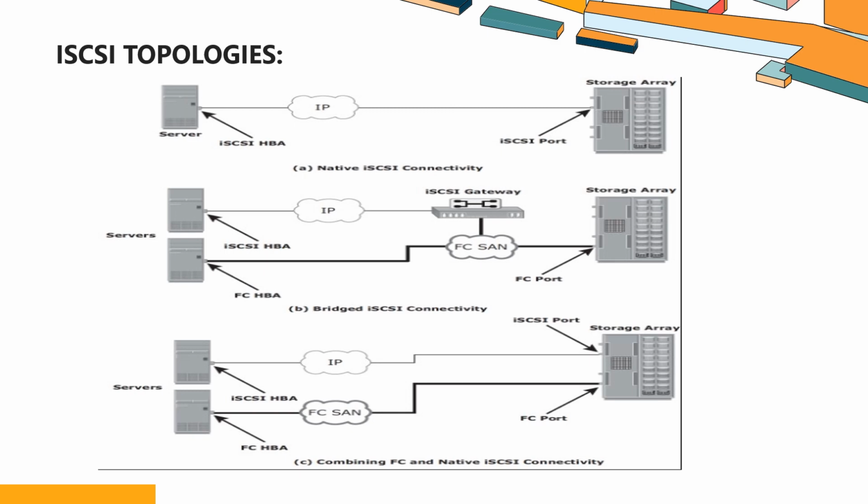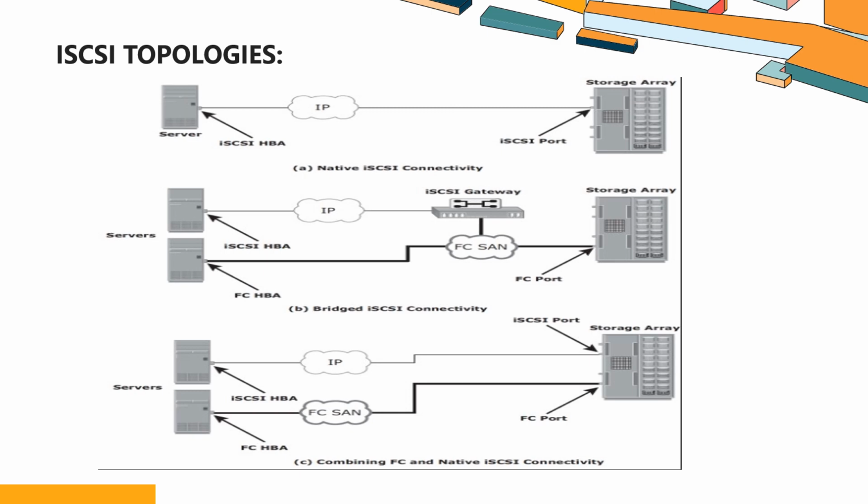Native iSCSI connectivity. FC components are not required for iSCSI connectivity if an iSCSI-enabled array is deployed. In the figure, the array has one or more iSCSI ports configured with an IP address and is connected to a standard Ethernet switch. After an initiator is logged onto the network, it can access the available LUNs on the storage array. A single array port can service multiple hosts or initiators as long as the array port can handle the amount of storage traffic that the hosts generate.